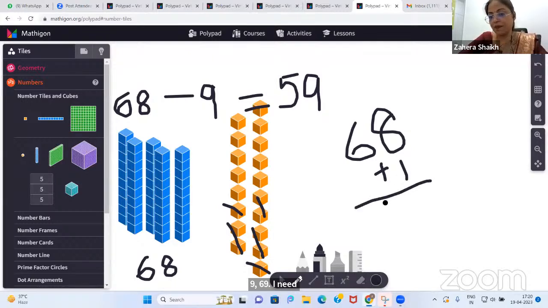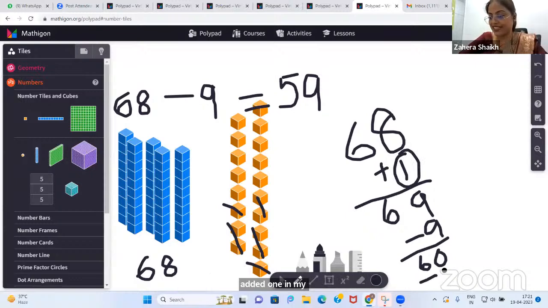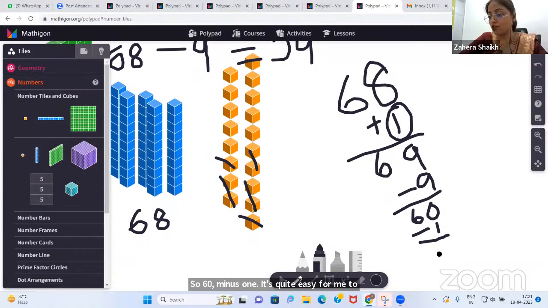Now it will become 69. Now it is quite easier for me to subtract 9 from this number, isn't it? Right? So I have 60, but I have already added 1 in my number. So I have to take out that number from this. So 60 minus 1, it's quite easy for me to subtract 1 from any number. So it's just 59. See, this strategy is nothing but compensation, you can say, taking 1 or giving 1 away.